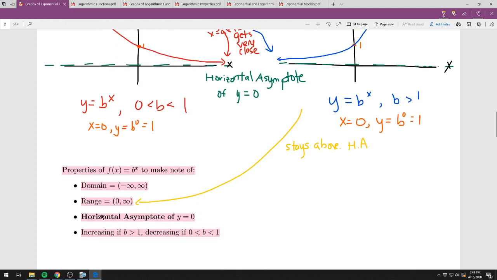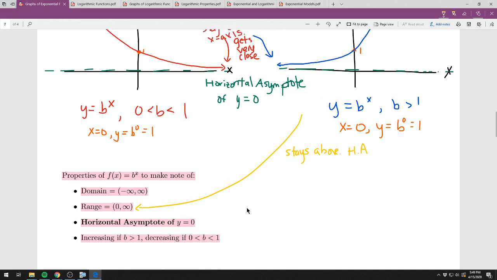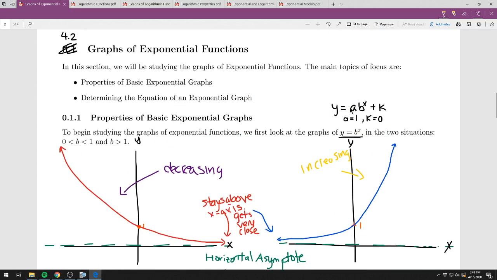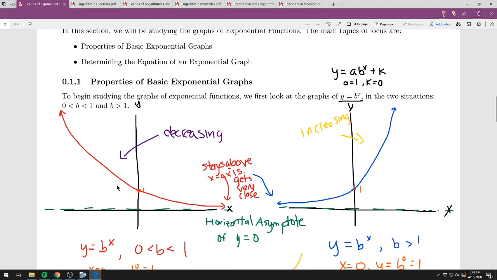The thing I have right here bolded because it's very important is the horizontal asymptote of y equals 0. And the other thing I pointed out, if b is bigger than 1, it's increasing. If b is between 0 and 1, it's decreasing. But these are the standard graphs. These are y equals b to the x. If we change a, if we make a negative, which we'll see, it'll flip over the x-axis. If we change k, and it's positive, it'll move it up because adding numbers moves our graphs up, subtracting numbers moves our graphs down.